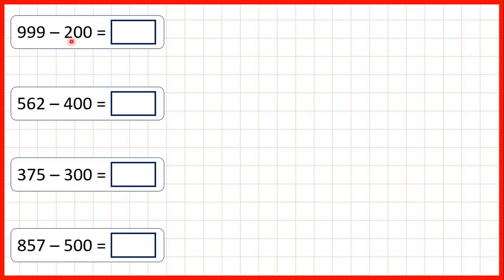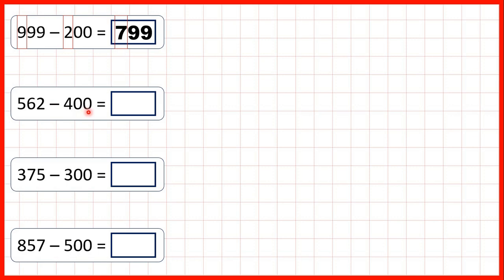Now, we need to subtract a multiple of 100, so a number that ends in two zeros, from a three-digit number. First, we have 999 minus 200. Because we're subtracting a multiple of 100, we're not subtracting any tens or ones, so our tens and ones digits will stay the same. So, we start with 900s, and we're taking 200s away, which means that in our answer, we have 700s, and then, because our tens and ones stay the same, we get 799.